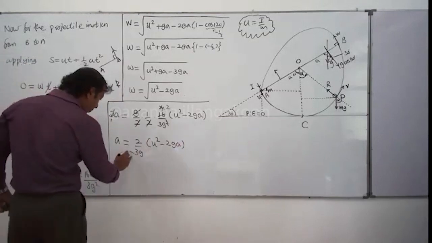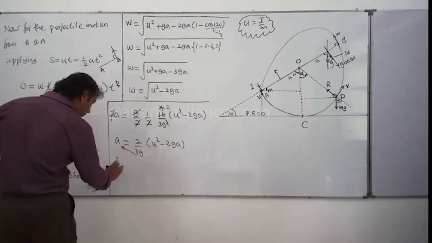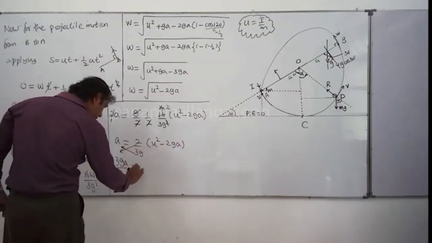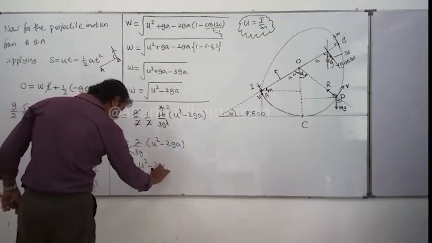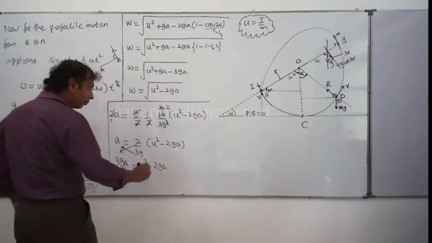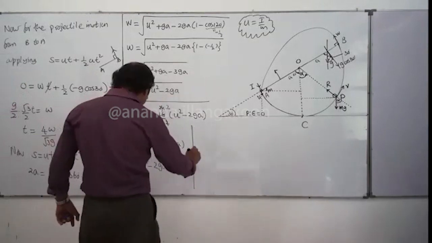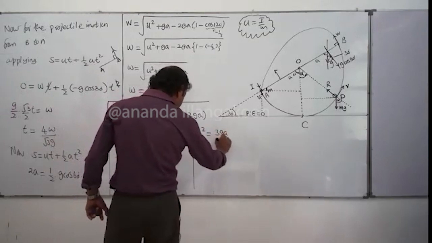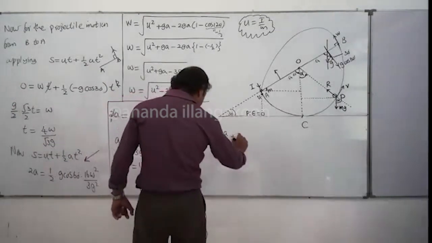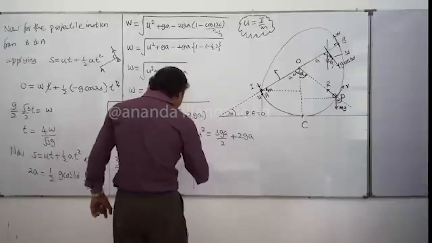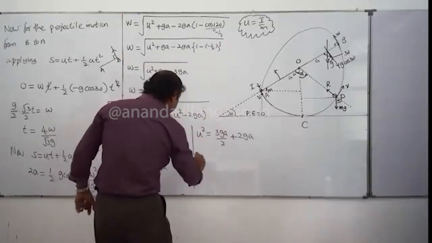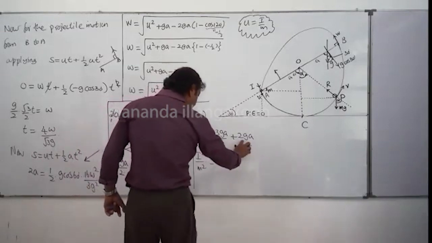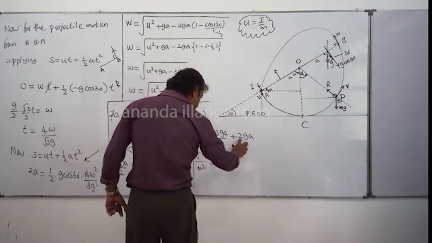Make the multiplication the same. 3ga by 2 equals u squared minus 2ga. Bring to this side. U squared is equal to 3ga by 2 plus 2ga. U squared is I squared upon m squared. Here 7, no, people? 7ga by 2.